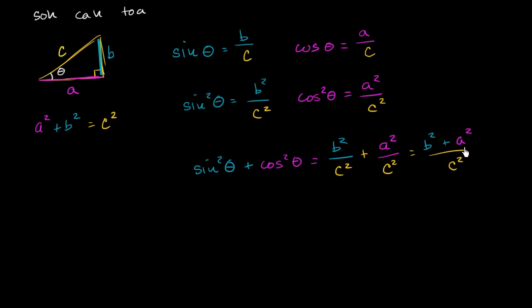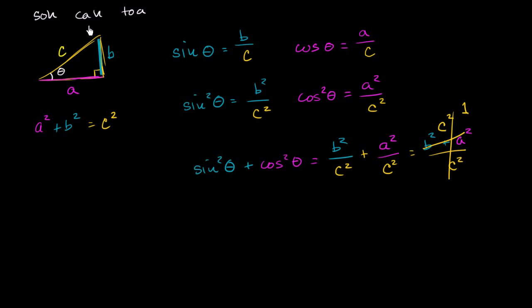Now what is b squared plus a squared? Well, we have it right over here. The Pythagorean theorem tells us b squared plus a squared, or a squared plus b squared, is going to be equal to c squared. So this numerator simplifies to c squared, and the whole expression is c squared over c squared, which is just equal to 1.